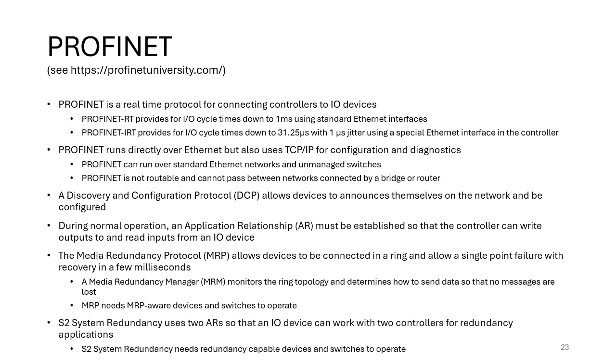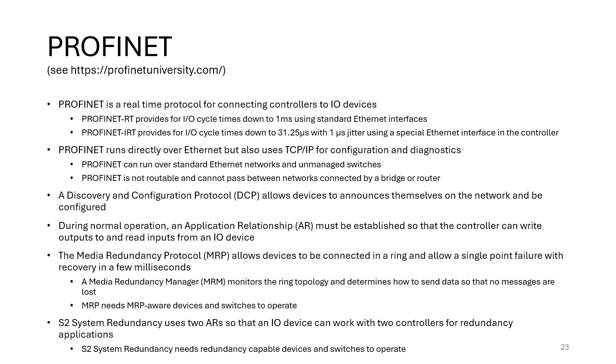Now, PROFINET is connection based, and what happens is during normal operation an application relationship is established so that the controller can write outputs to and read inputs from an I/O device. The application relationship is a bit like the TCP/IP connection. It's like a SYN/ACK ACK response, and then it defines what the connection will be, including configuration and so on, and then it operates on a cyclical basis. So it defines the period of the data down to 1 millisecond using RT or 31.25 milliseconds for IRT.